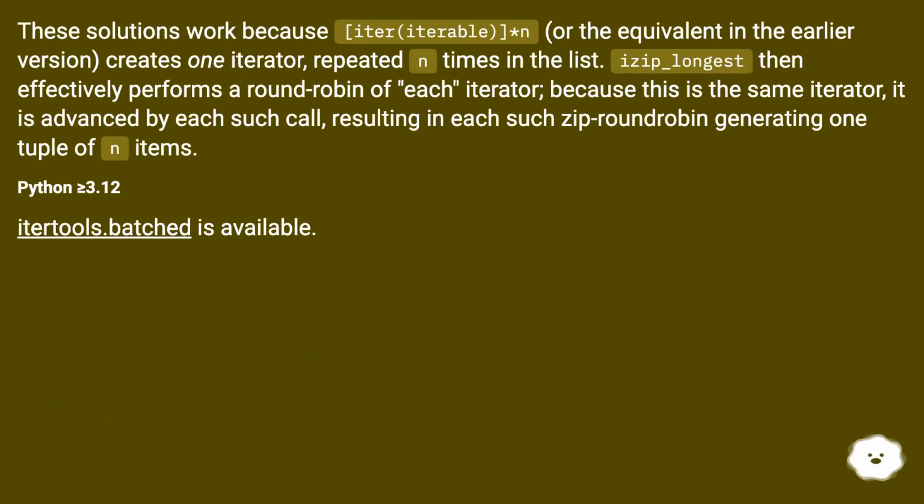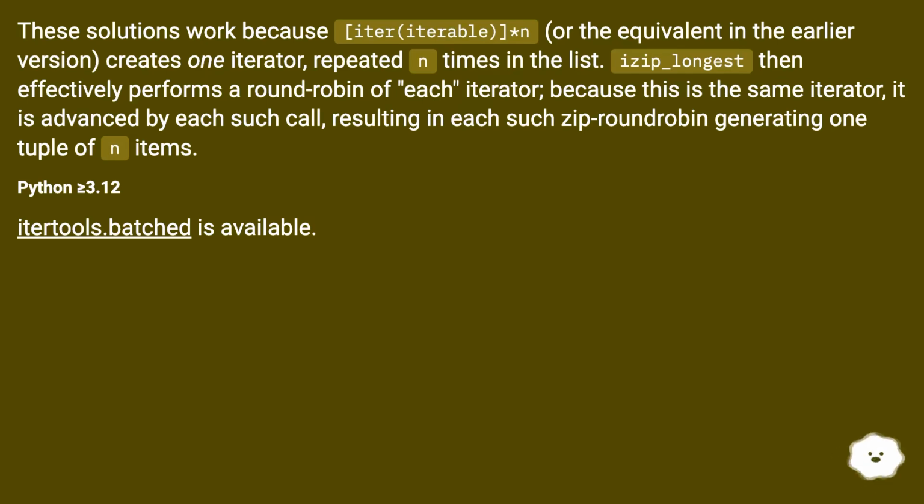These solutions work because iter(iterable) * n, or the equivalent in the earlier version, creates one iterator, repeated n times in the list. A zip_longest then effectively performs a round robin of each iterator. Because this is the same iterator, it is advanced by each such call, resulting in each such zip round robin generating one tuple of n items.